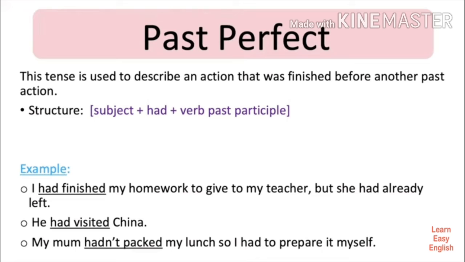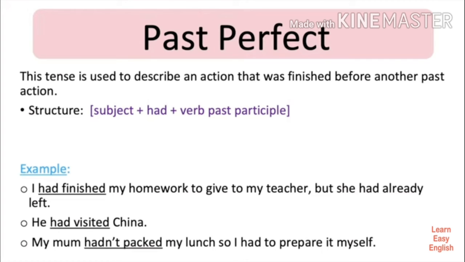Here you can see its structure, that is subject plus had plus verb past participle, that is third form of the verb. So this was past perfect tense where you can see that any action had completed in the past only before the occurrence of another past event.